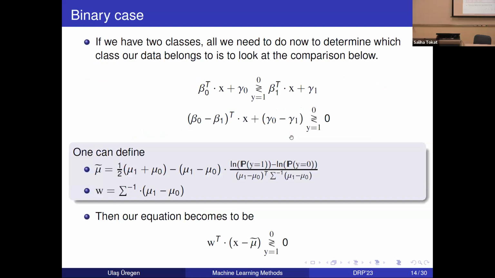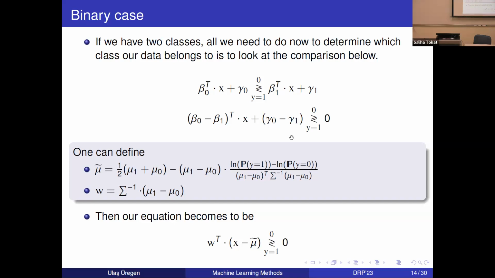Okay, now all we need to do to determine which class our data belongs to is just look at the comparison below. If we do the rearrangements again, and define the mu hat and W in this block, the equation becomes just the projection now.